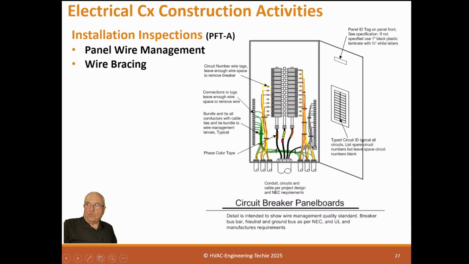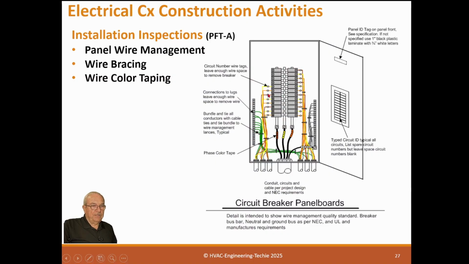The reason this wire bracing is in here is that if there's a short circuit anywhere, that wire will try to straighten up. It will physically move. So you need to have it constrained so it cannot do damage within the panel. Wire color, taping, or colored wire. I've shown colored wire.